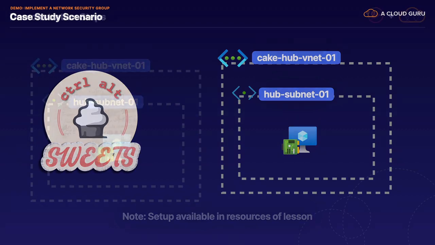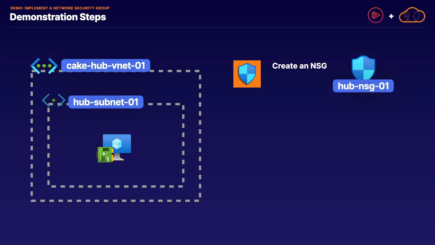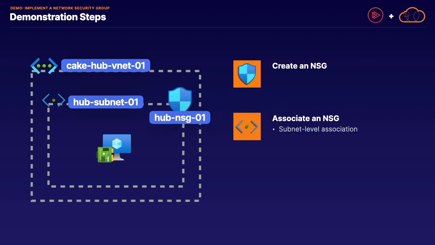Now, let's talk about the demonstration steps that we're going to cover here for our CakeHub VNet 01 with our Hub Subnet 01 with a virtual machine running inside of it. We're going to start off by creating a network security group. And this network security group, Hub NSG 01, that's what mine will be named. You could name yours something else, or you could name it the same thing. And then once we create this, we're going to associate this NSG at the subnet level for our Hub Subnet 01 inside of our CakeHub VNet, which means that any security rules on this Hub NSG 01 will impact the network interface of our virtual machine and other resources with network interfaces inside of this subnet.